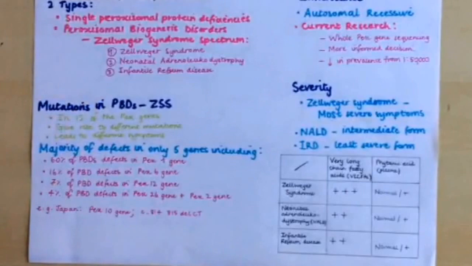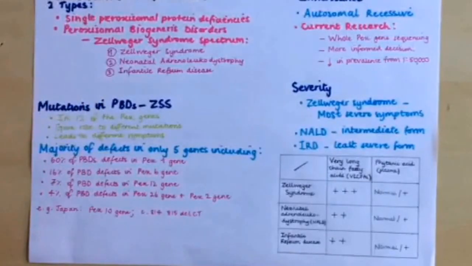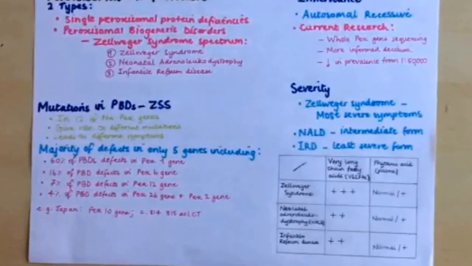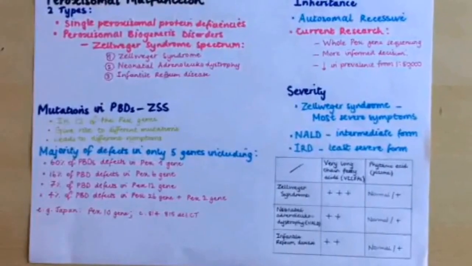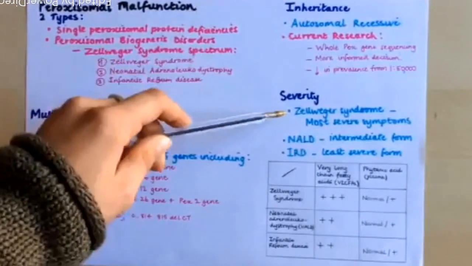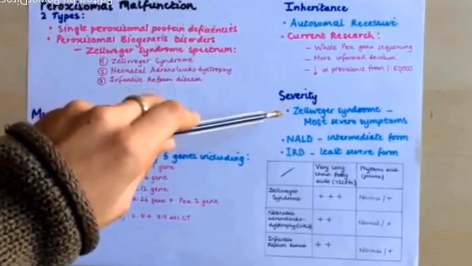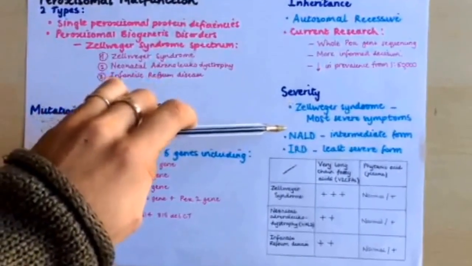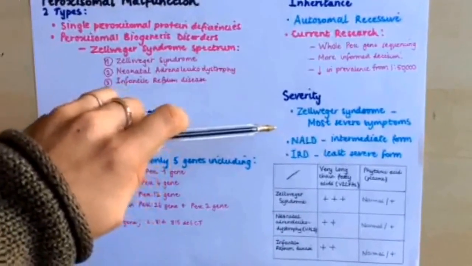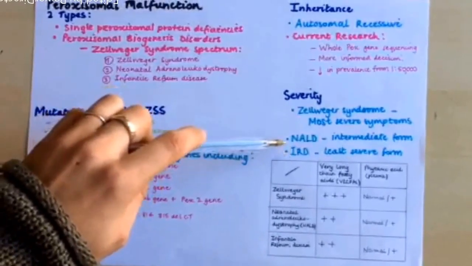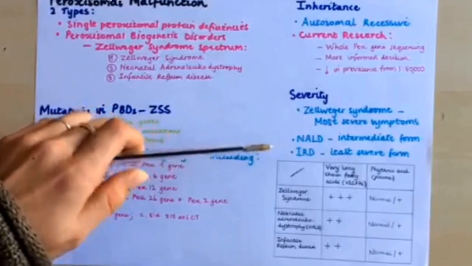The three types of Zellweger syndrome spectrum disorders have varying severity. Zellweger syndrome presents with the most severe symptoms. Neonatal adrenoleukodystrophy is an intermediate form, and infantile Refsum's disease has the most mild symptoms.